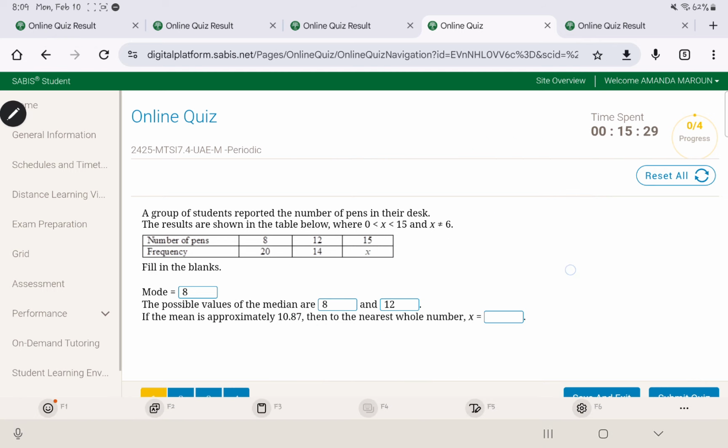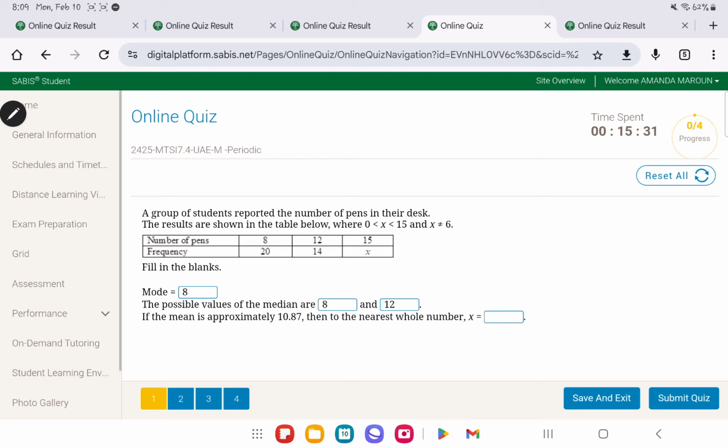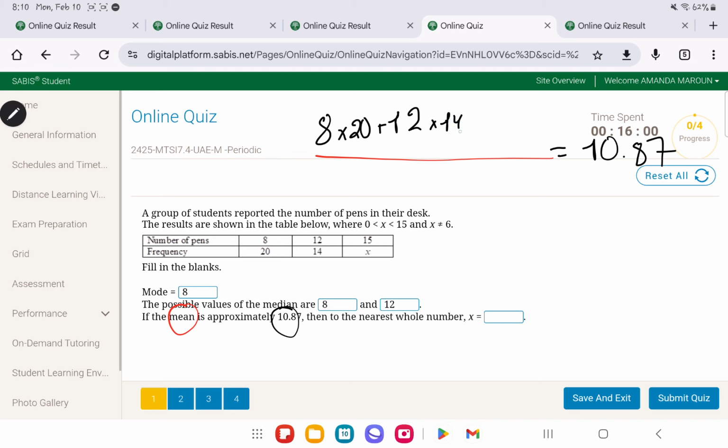Okay. Now we move on to the last question, which is to find the mean. Of course, we should know how to find the mean, and we should know the equation of the mean. Very simply, you multiply the number by the frequency over the total frequency, and you will get the mean. They told us the mean is 10.87, okay? And then we start multiplying. So we get 8 times 20 plus 12 times 14 plus 15x over the total frequency, which is 20 plus 14 plus x.